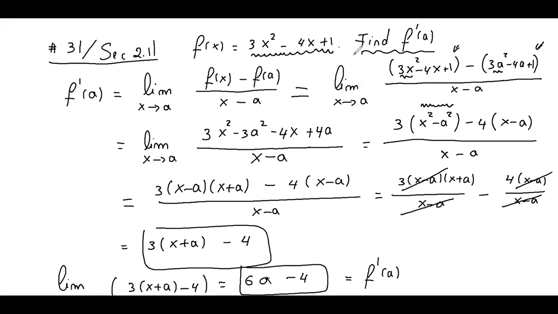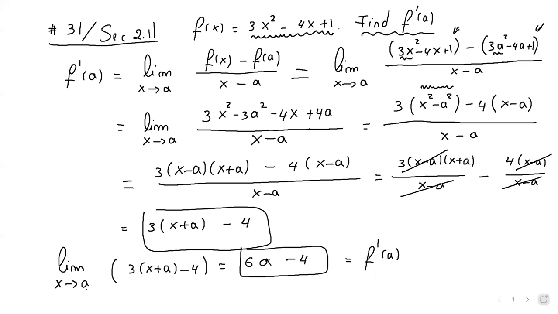If you look at this problem, this is really about, I give you a function and I give you a random number a. So a is not specified as a concrete value, just a letter. Can you find me a formula for the derivative that would work at all a's? Well, 6a minus 4 is such a thing. So what we did here is really an introduction to lesson 2.2, which looks at the derivative as a function.